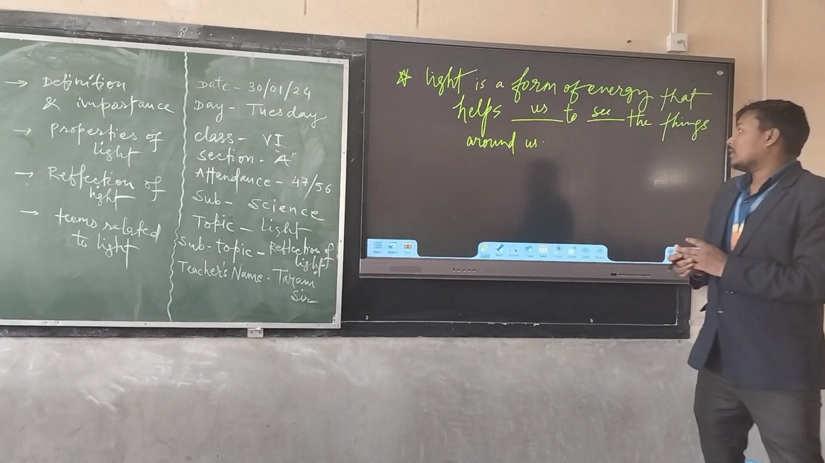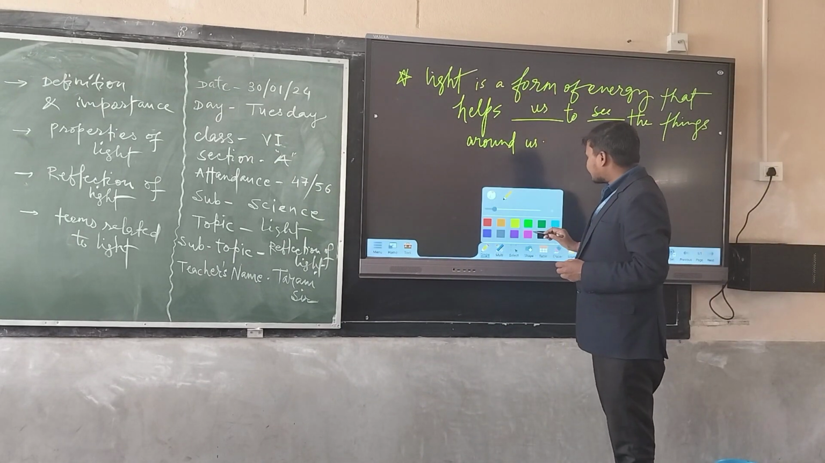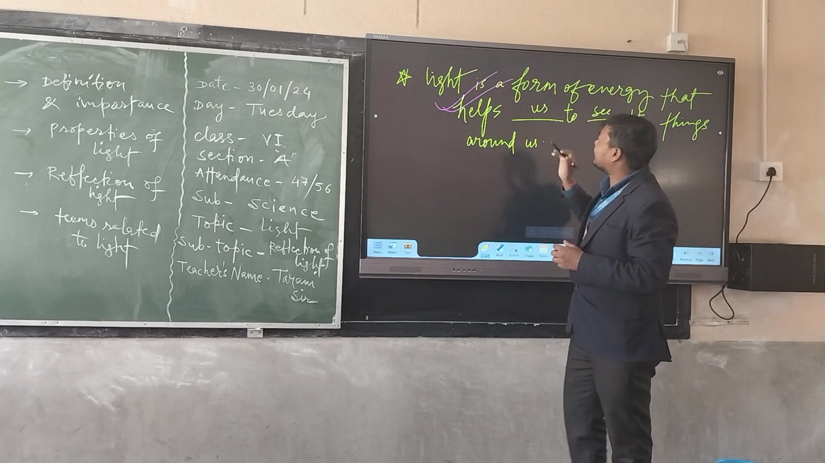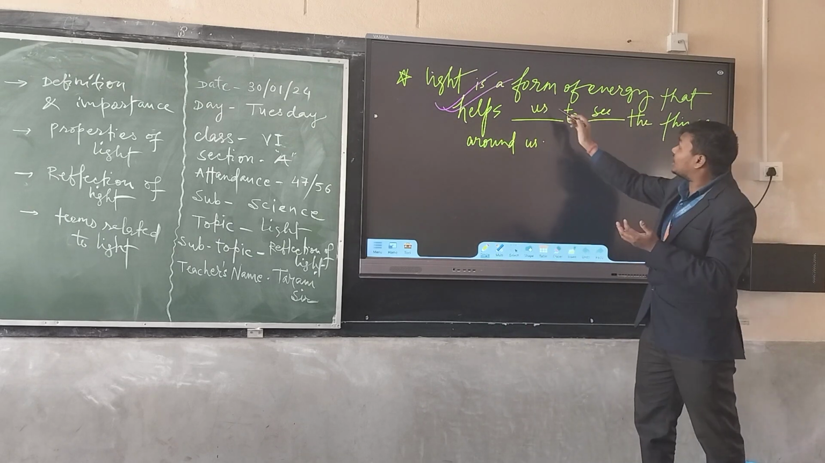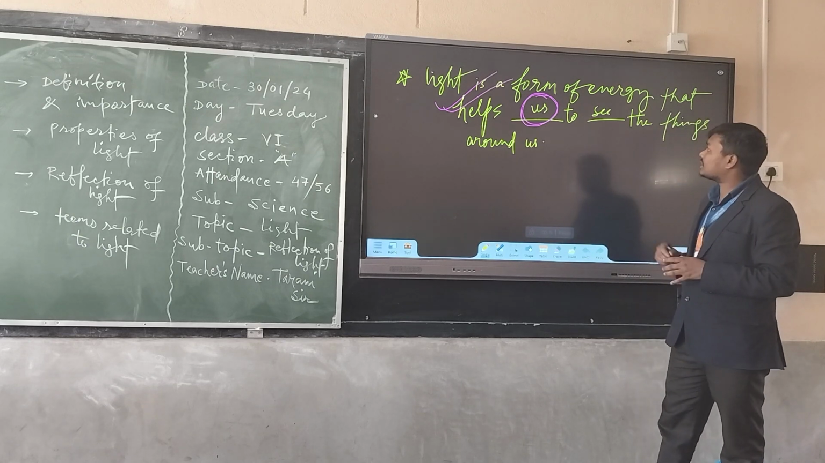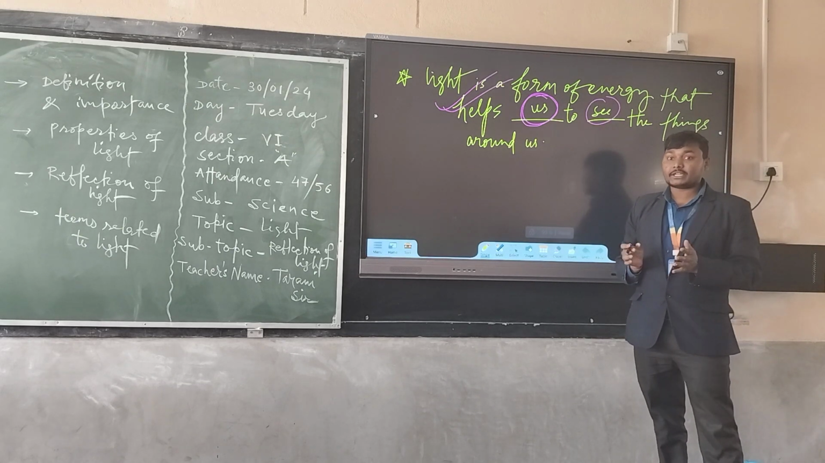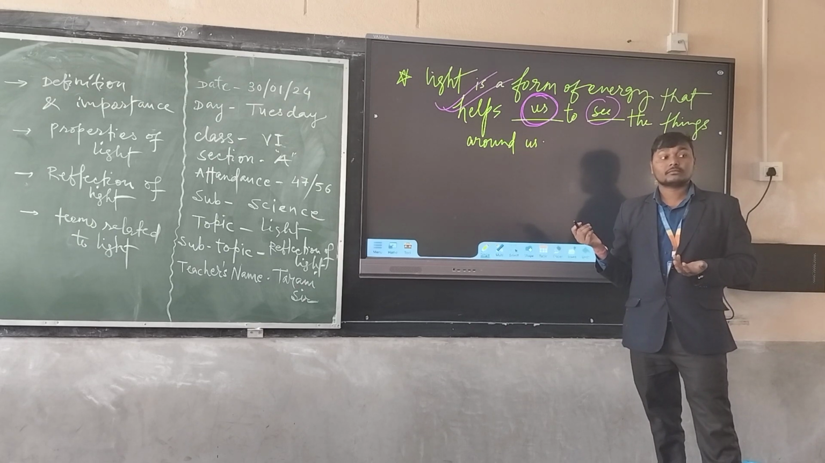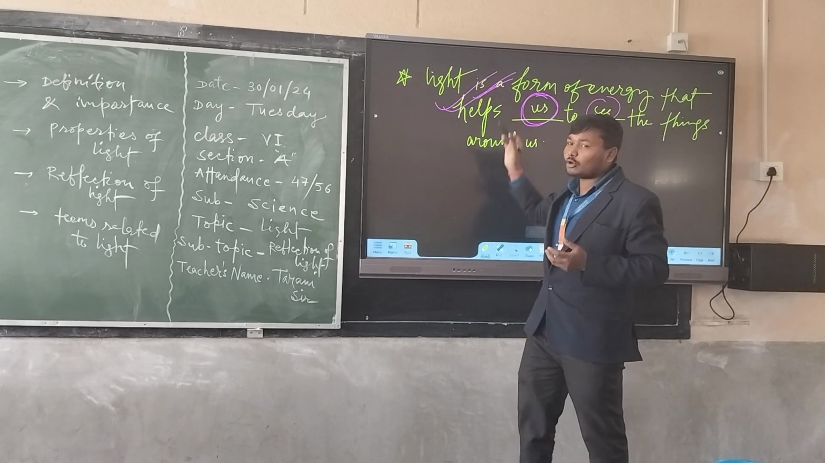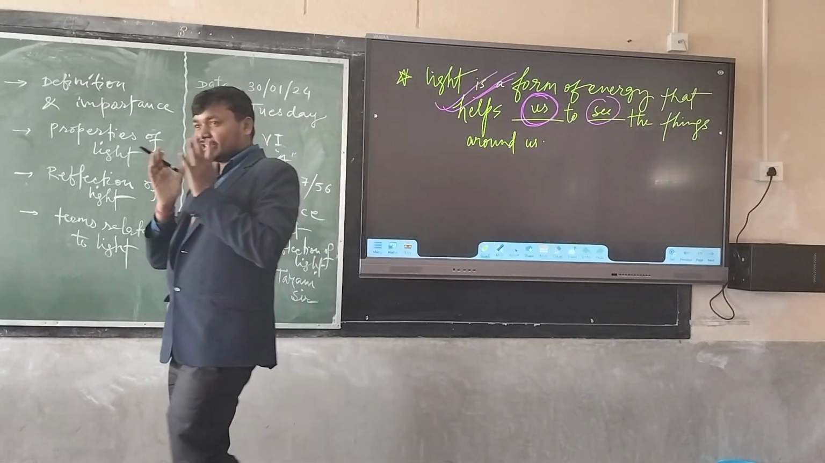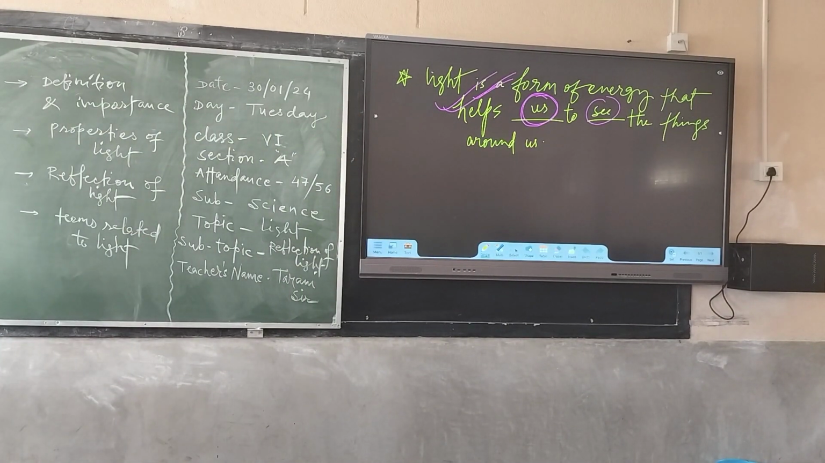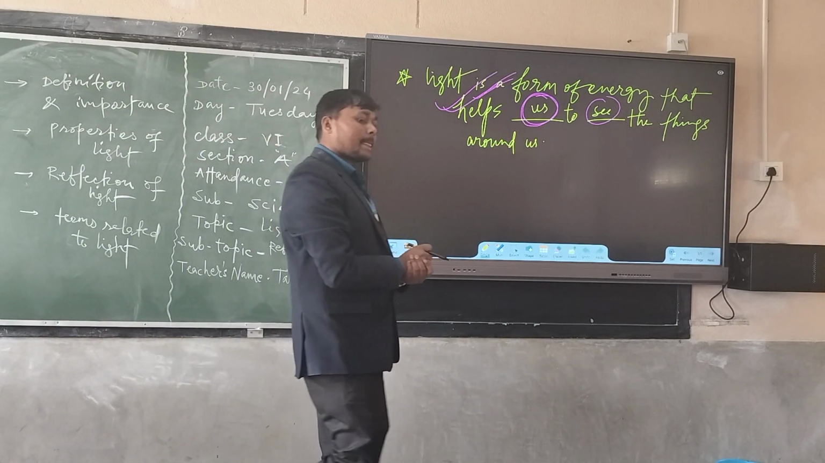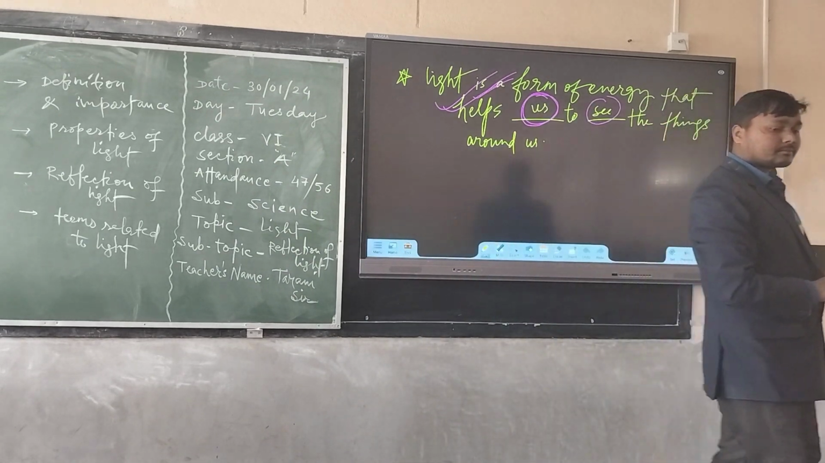Now, is the definition 100% correct, that light is a form of energy that helps us to see the things around us? Meaning, in the presence of light, can we see all the things around us? This statement is not fully correct, because even in the presence of light we can't see all the things around us. Let us give an example.